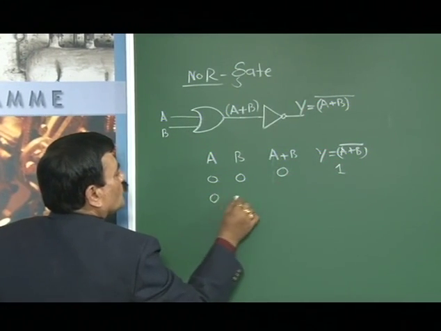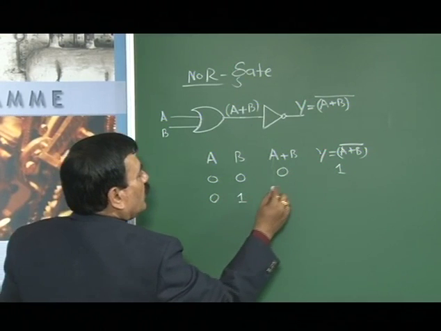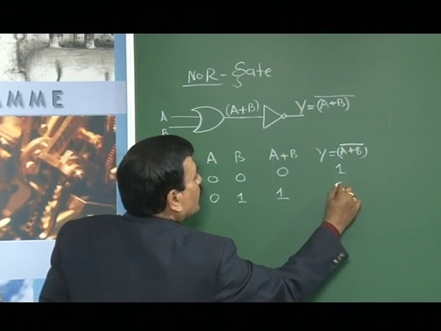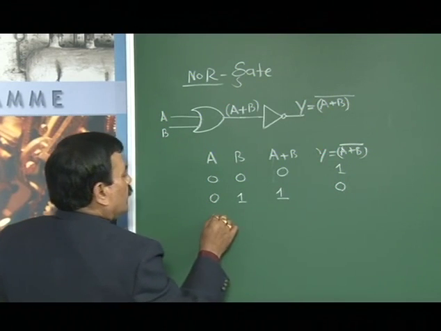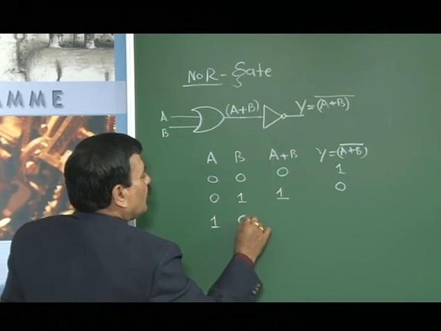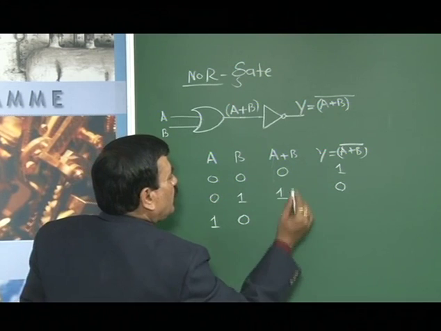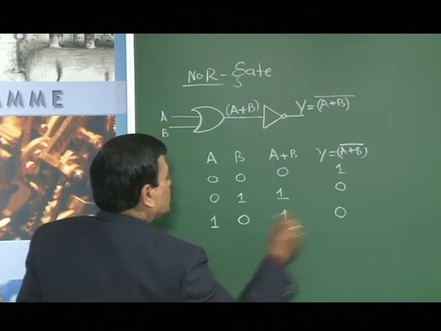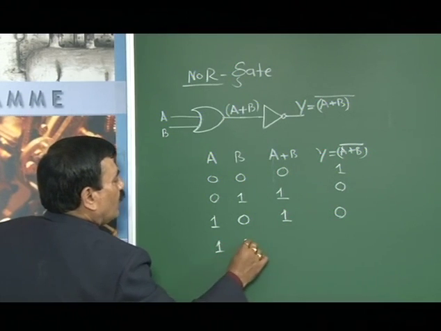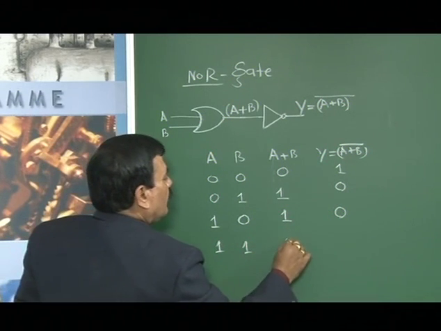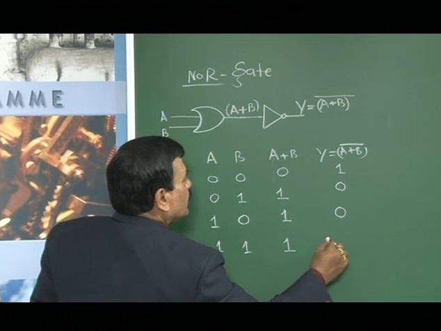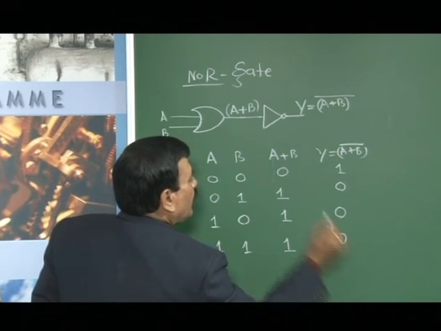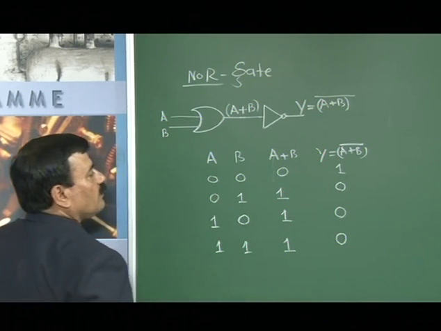If A is equal to 0 and B is equal to 1, then the A plus B value becomes 1 and the complement of that value becomes 0. And if A is 1 and B is 0, once again the A plus B value becomes 1 and the output, the complement of this 1, is equal to 0. When both the values are 1 1, even though the value of A plus B is equal to 1, the complement of that A plus B becomes 0.